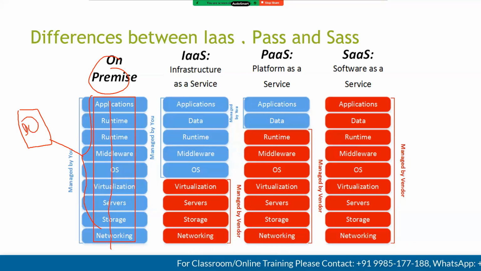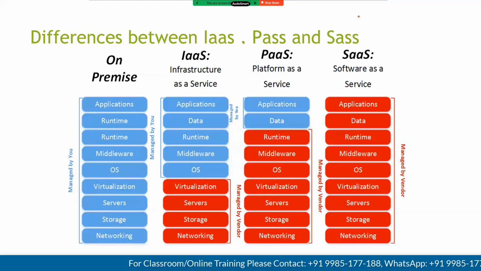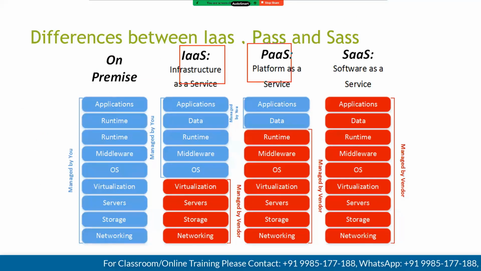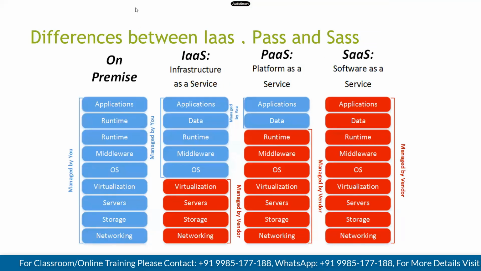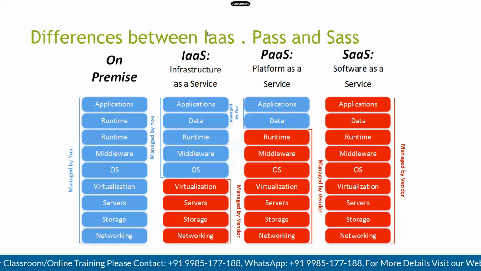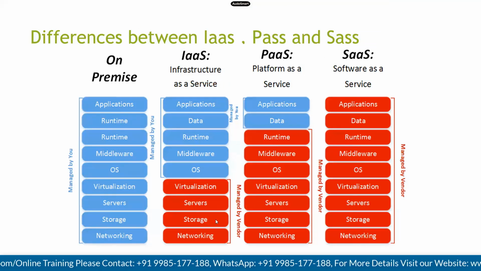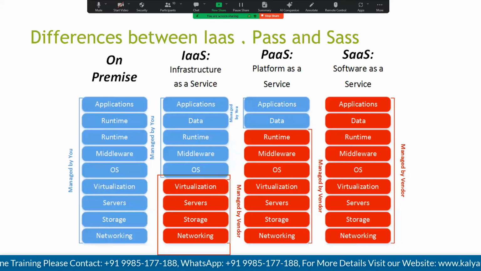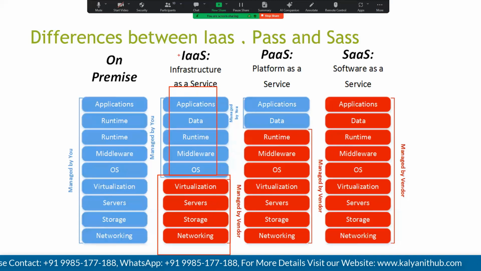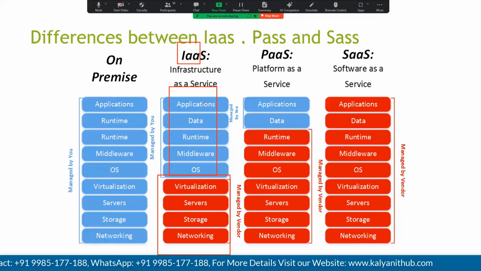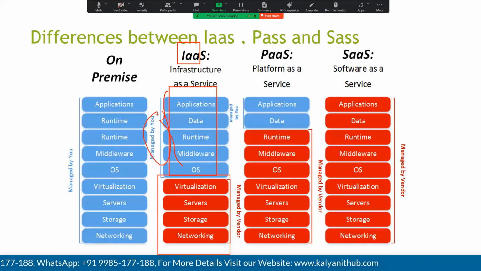Data center. If I go for cloud computing, we have IaaS, PaaS, SaaS. When you go for IaaS, only the infrastructure part they will provide. Here, the virtualization, server, storage, and the application, data, runtime would be taken care of by whom? By ourselves, managed by you.